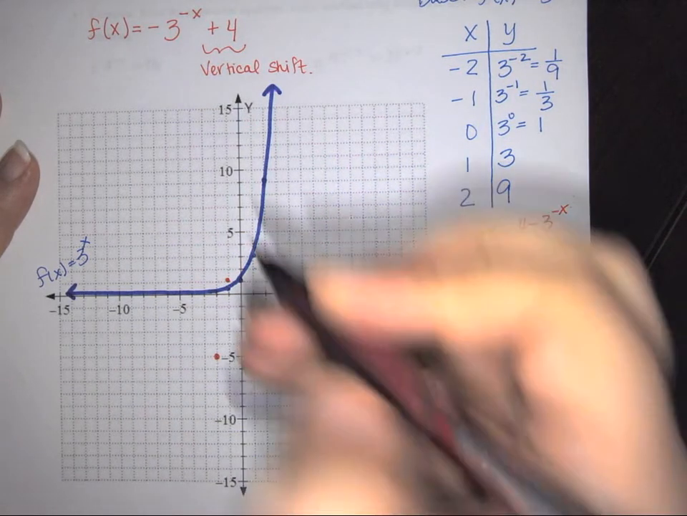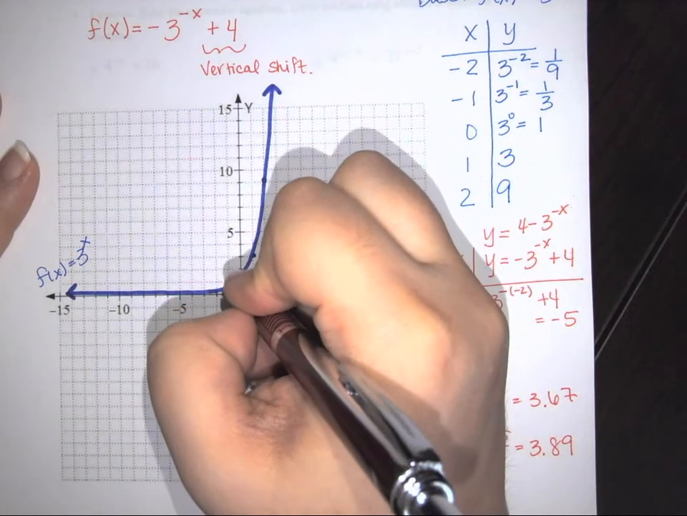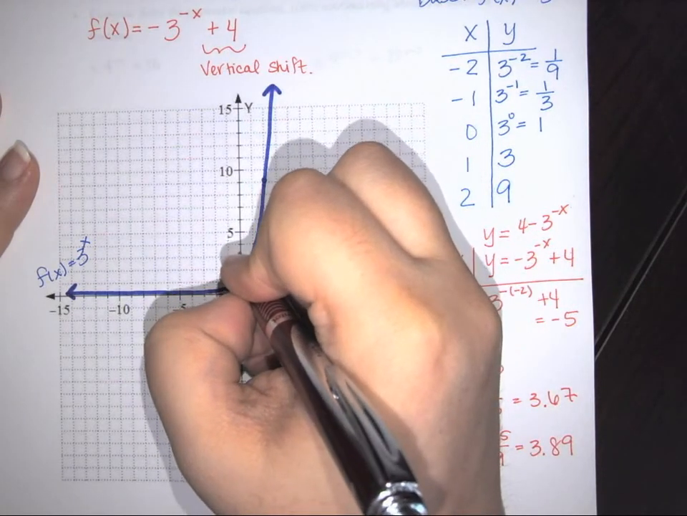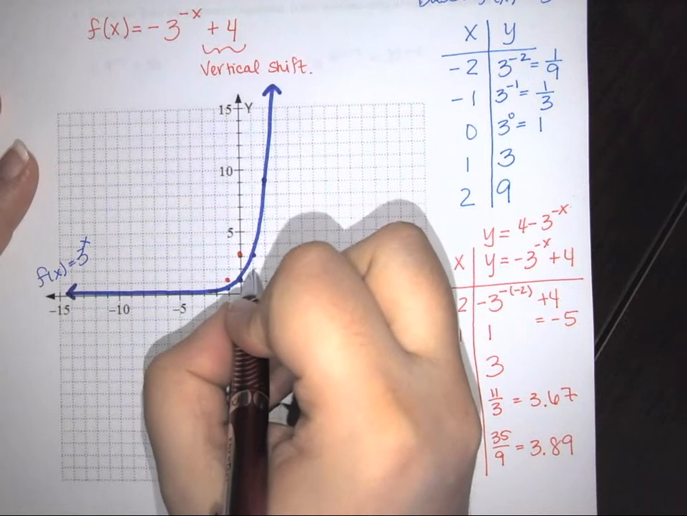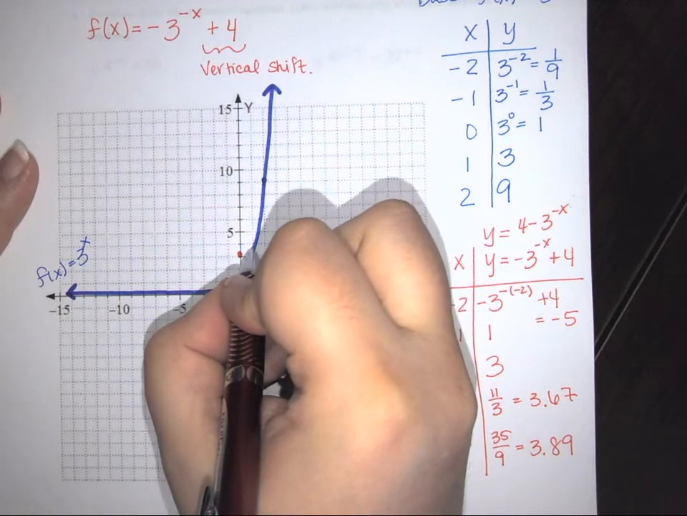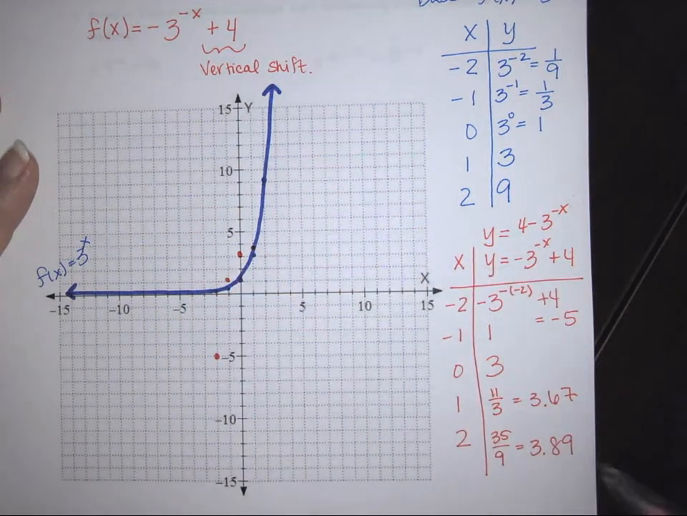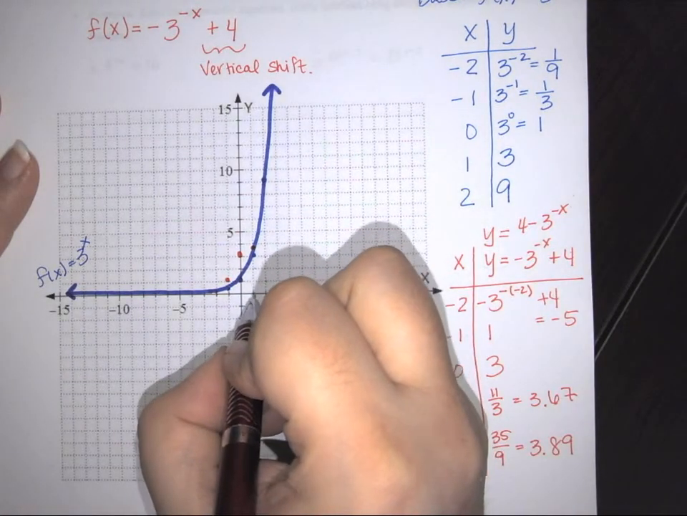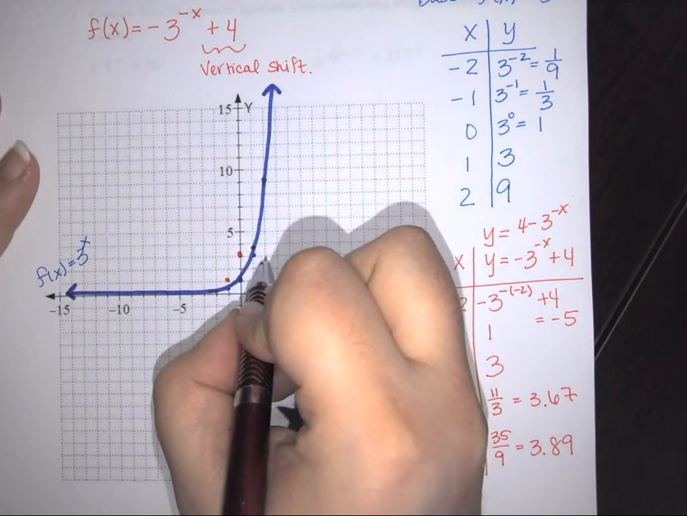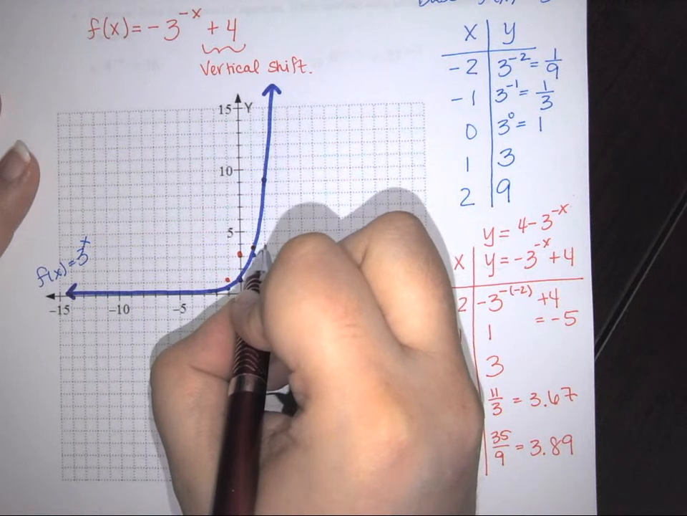At 0, I'm at 3. So 0, 1, 2, 3. At 1, I'm at 3.67. So over at 1, 1, 2, 3, and almost to 4. And then at 2, I'm at 3.89. So again, 1, 2, 1, 2, 3, almost to 4.